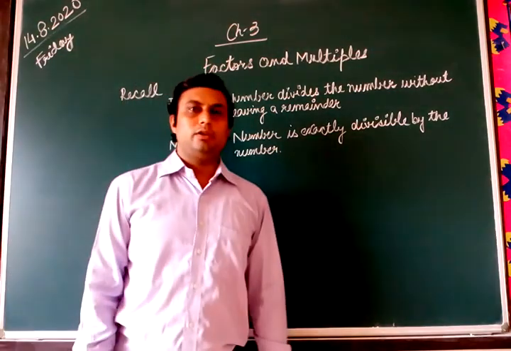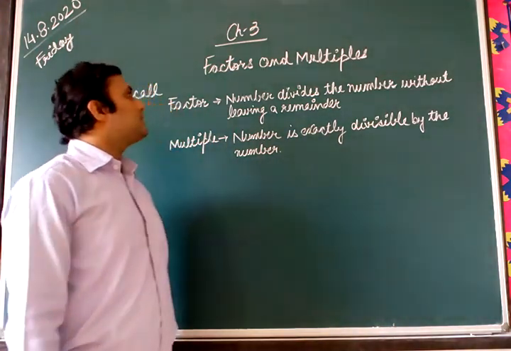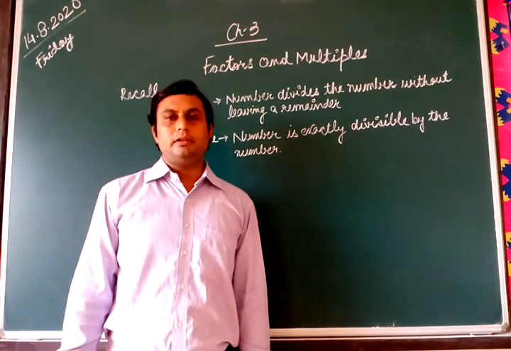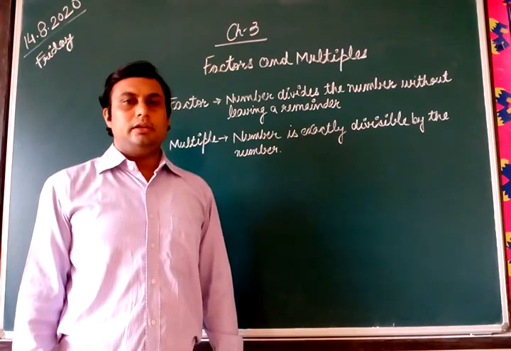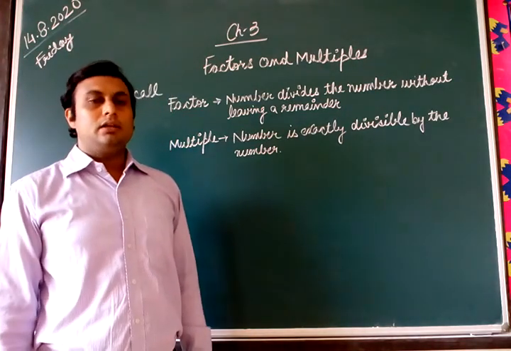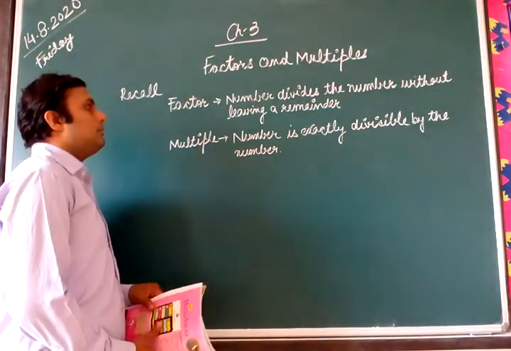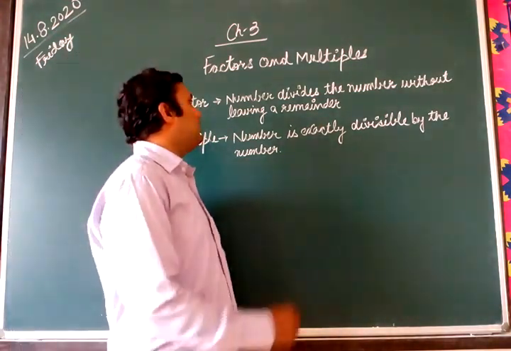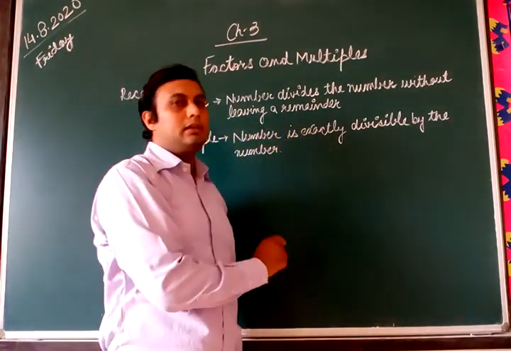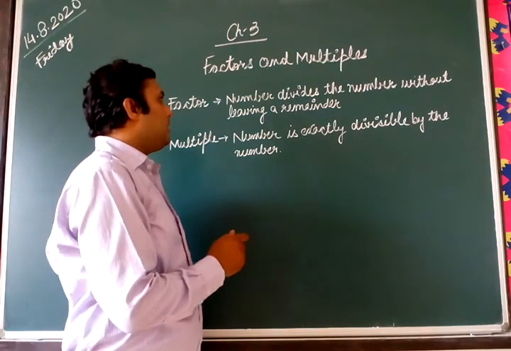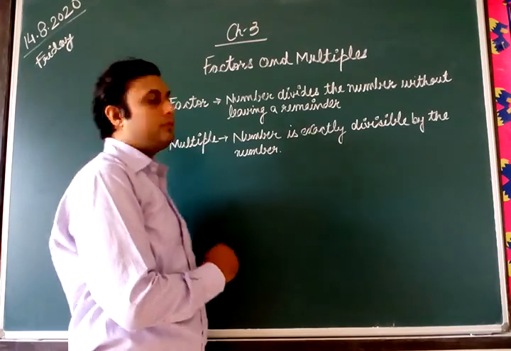Today we are going to start a new chapter, chapter 3, that is factors and multiples. You have already read what a factor is in your previous classes. Today we have to just recall the factor. A factor is a number that divides another number without leaving a remainder. So the remainder is 0. Here we don't get a remainder.